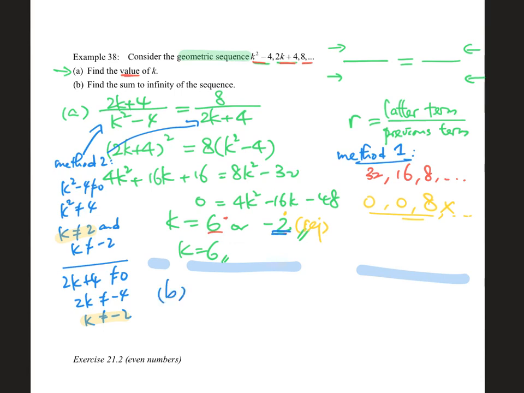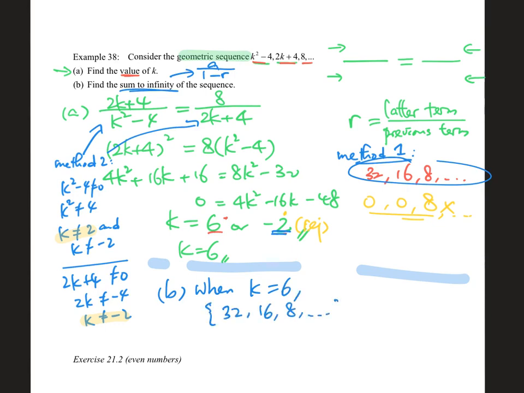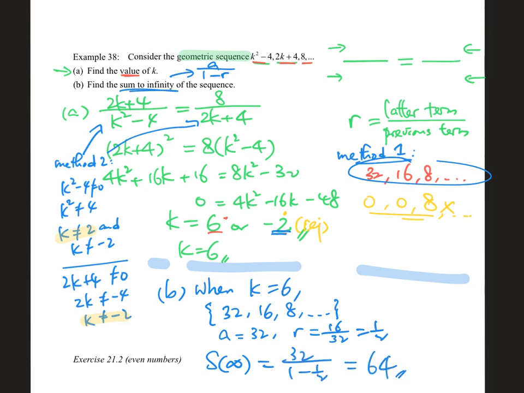Alright, then come to part B. In part B, you will need to find the sum to infinity. That means you're asking for a and also r at the same time. So now you can rewrite the resulting sequence once again. When k is 6, the sequence will be 32, 16, 8, and so on. So that's why a is 32, while the ratio is 16 over 32, which gives you 1 over 2. So then the rest of the answer will be pretty easy. It's 32 over 1 minus half, which gives you 64 finally.